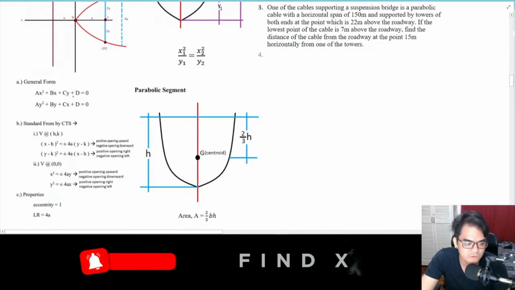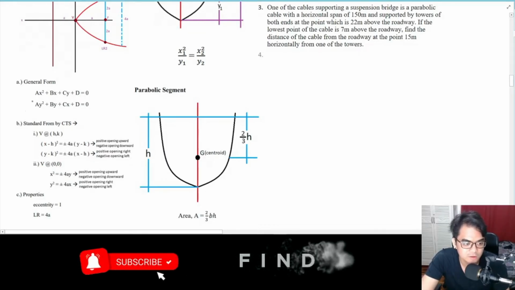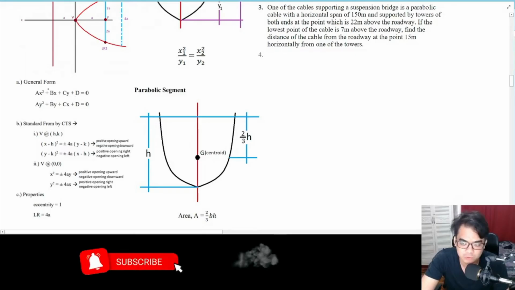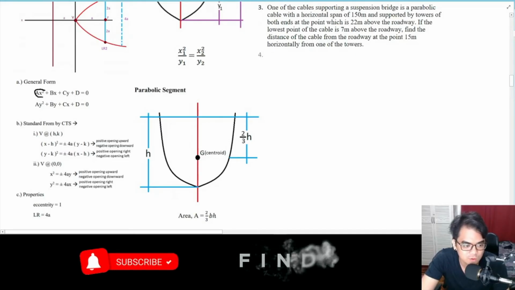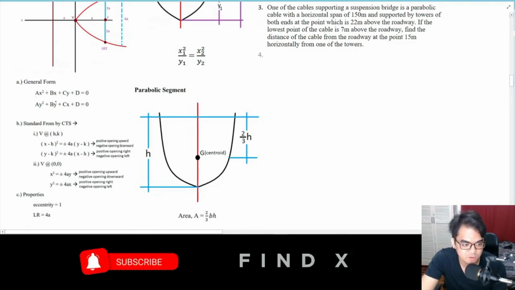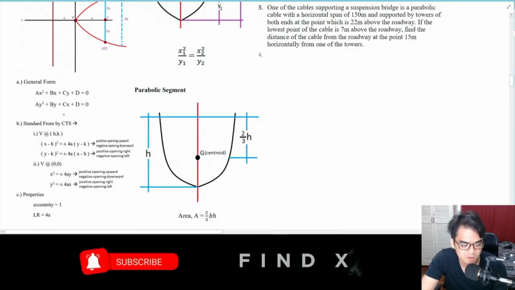Okay, so we have the general forms. As I said earlier, the parabola is a second degree conic, but only one of x and y will be squared, not both of them. For example, the first form is ax squared plus bx plus cy plus d equal to 0. As you can see, x is already squared, therefore y is no longer squared. The second one is ay squared plus by plus cx plus d equal to 0.